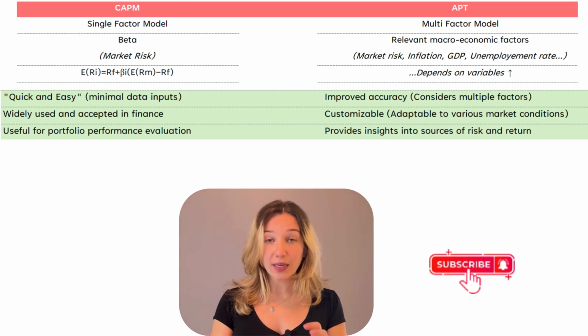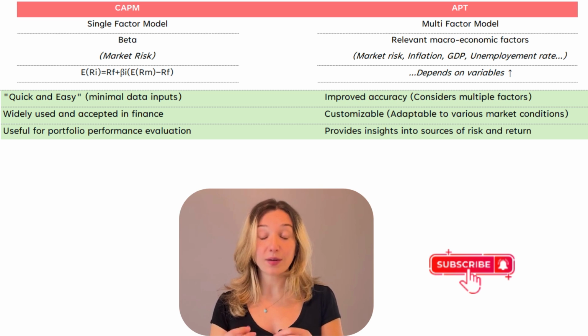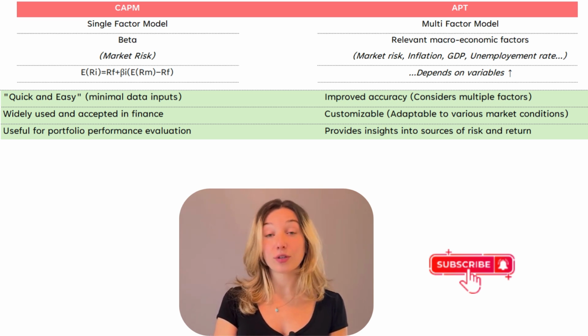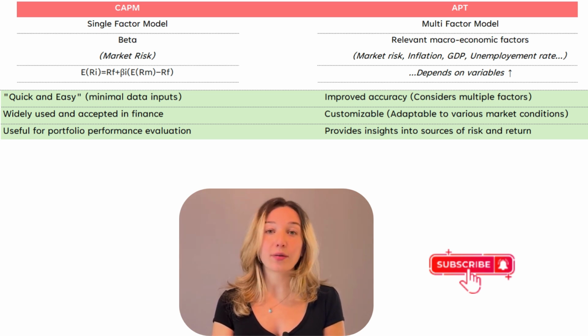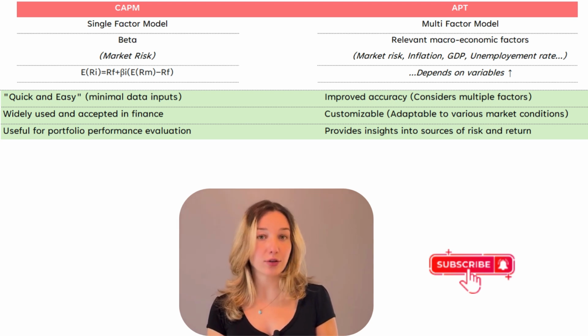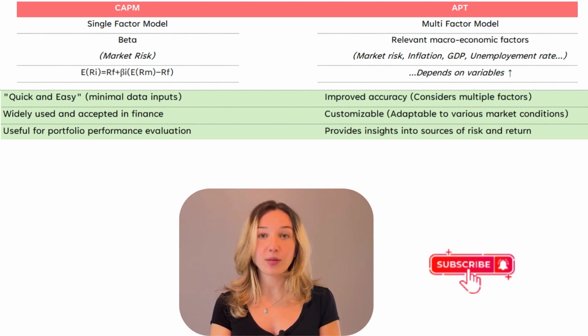Arbitrage pricing theory, what it has going for it is the increased accuracy that it provides. Basically, you can pick and choose whichever variables impact your shares the most in order to take it into consideration within your calculation. So those are the macroeconomical factors that we were looking at earlier. So inflation, GDP, unemployment rate, etc.